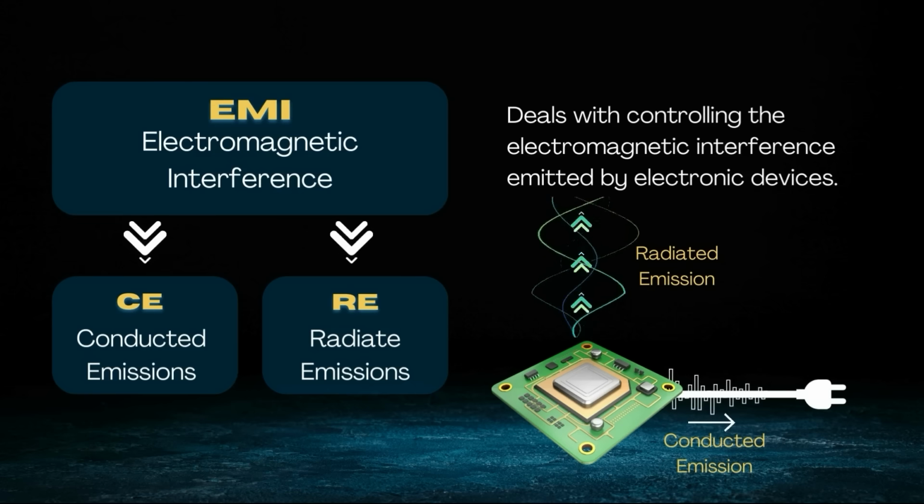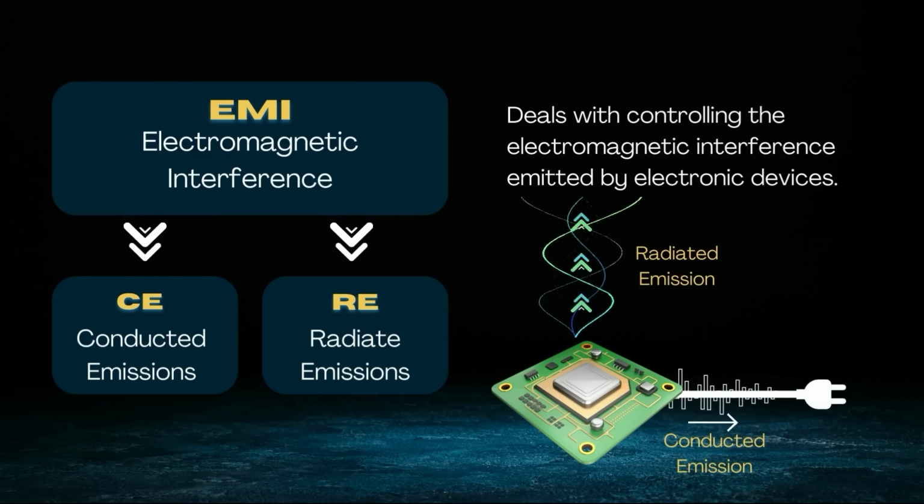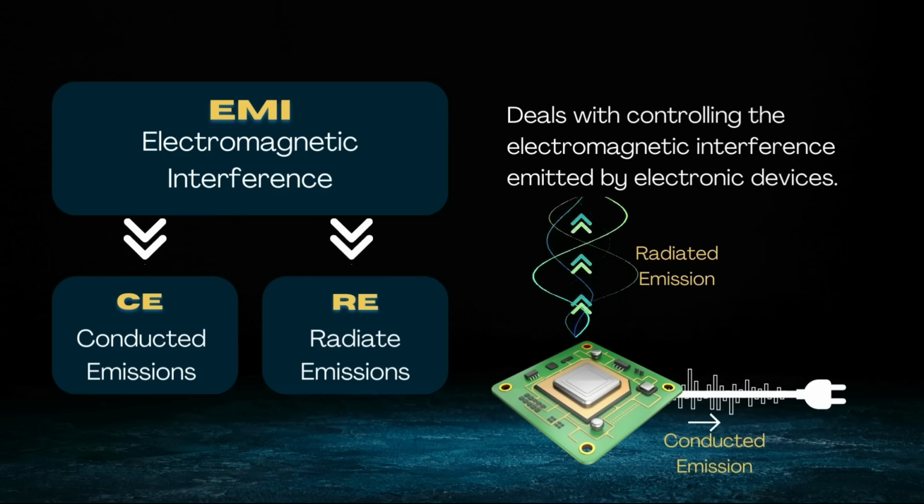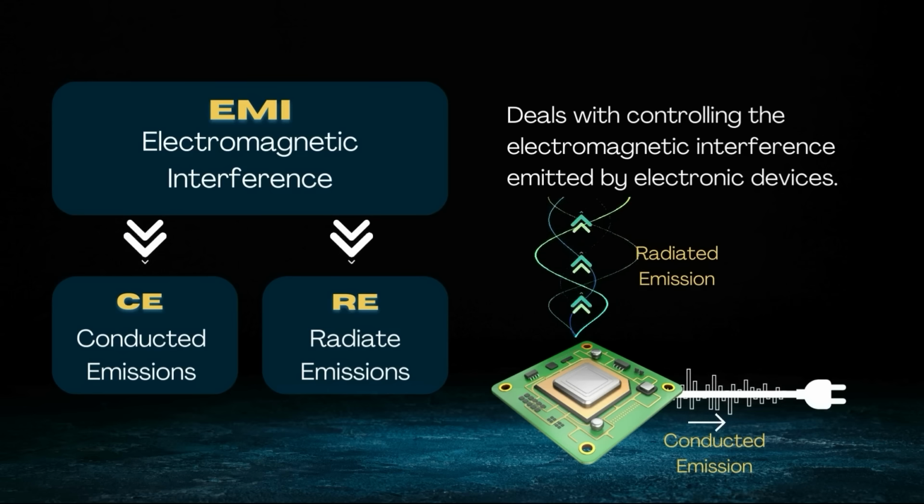Electromagnetic interference deals with controlling the electromagnetic interference emitted by electronic devices. It's important to limit EMI to prevent devices from disturbing nearby equipment. This division involves understanding and managing EMI sources like power lines, radio frequencies, and digital signals.